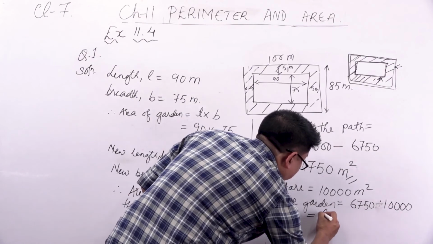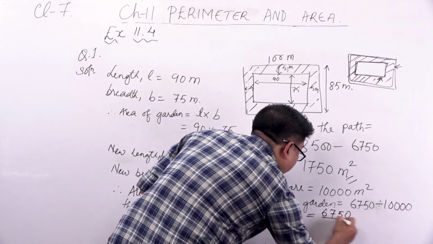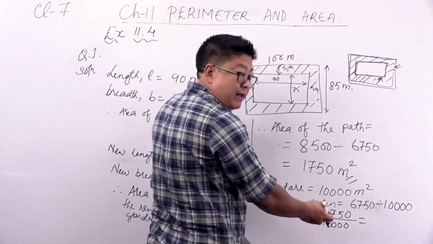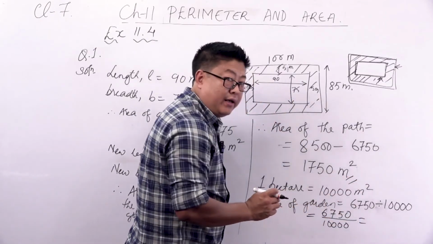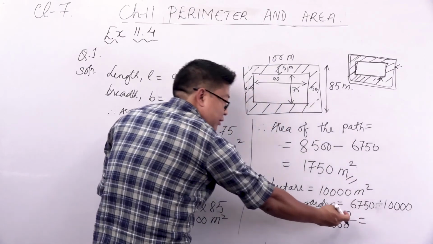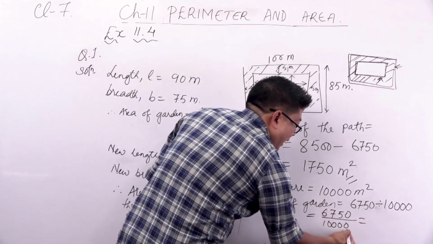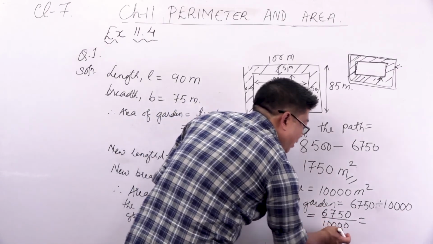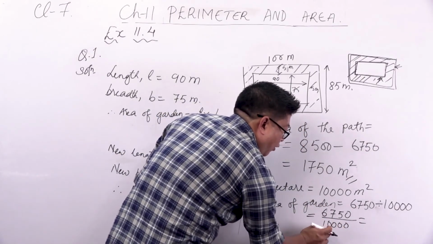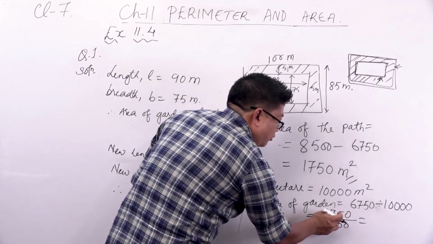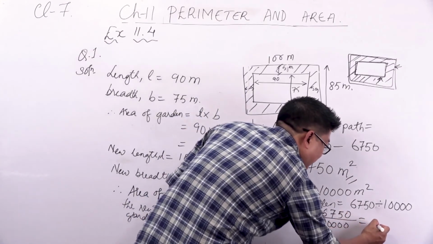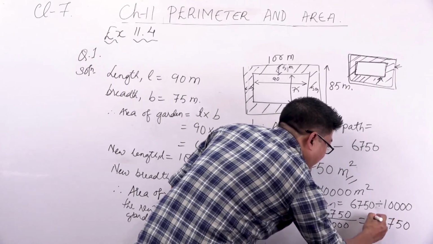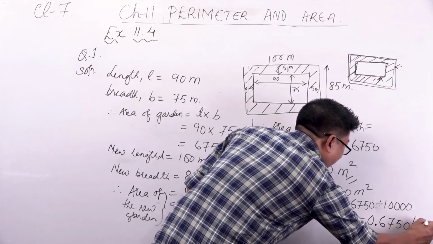So this division can also be written in this manner. Since it is divide, the point is here. So this point I will shift to the left, and the number of places it will move depends on the number of zeros. So we have 4 zeros, so 1, 2, 3, 4 places before 6. So 0.6750, and this is your hectare.